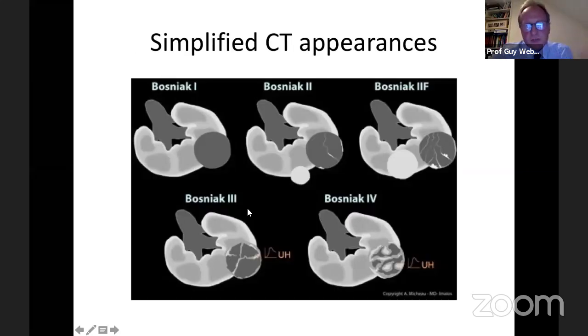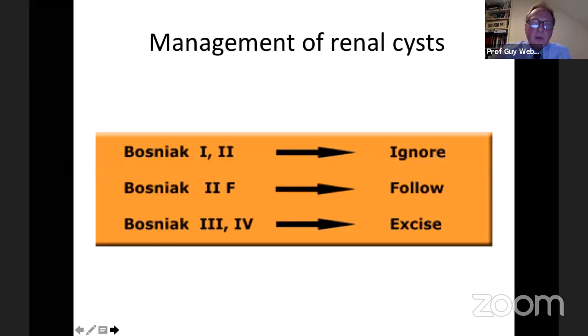This shows the same thing with simplified CT appearance, so increasing complexity to Bosniak 4, which is lots of abnormal enhancing areas within the abnormality. So the management is Bosniak 1 and 2, we can ignore and discharge. Bosniak 2F, we should follow up for 5 years and see if there's any interval change. 3 and 4 are considered surgical lesions, and we need to consider them for excision.